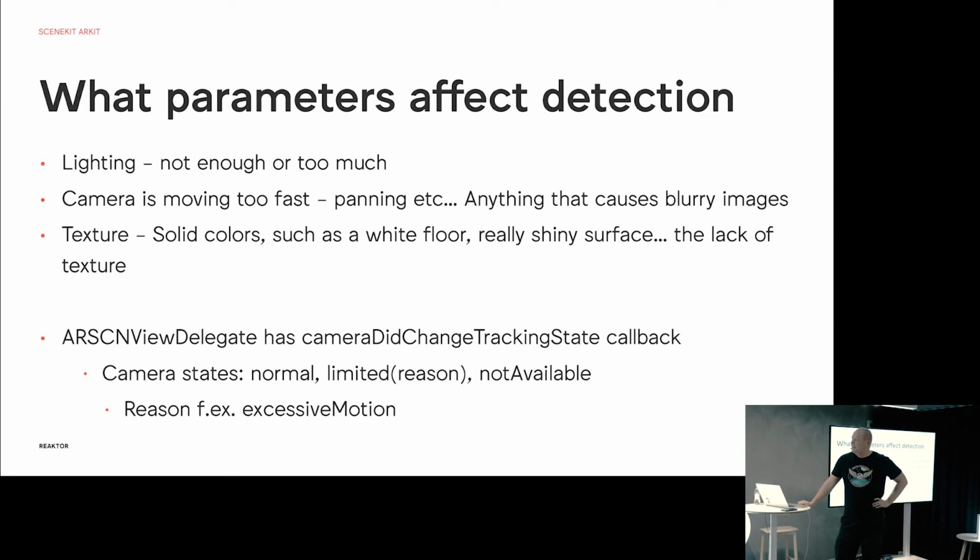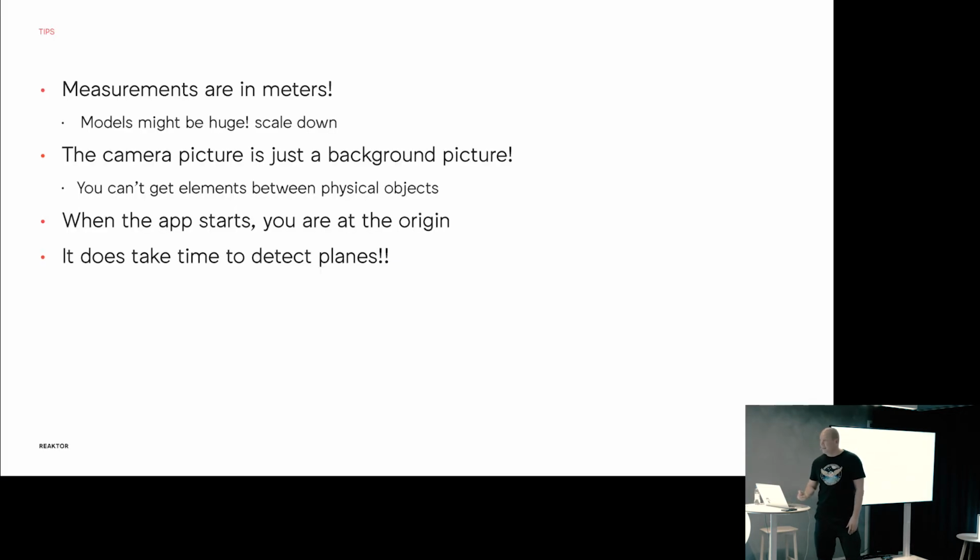Then the AR scene view delegate has this camera did change tracking state callback, which, when you start doing any real application, you need to notify the user, okay, slow down. And you can get information like excessive motion and the lighting situation, so that if the user wonders why it isn't showing anything useful, you might show some notification. Then some tips about practicalities.